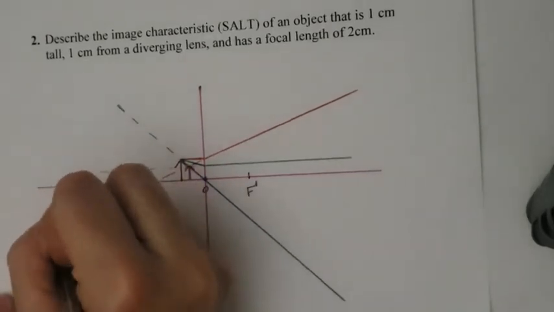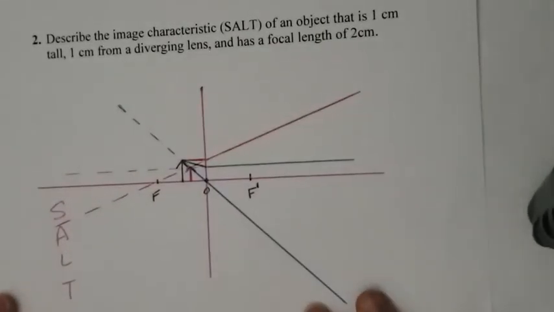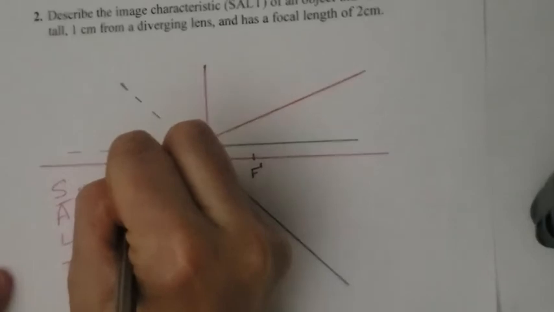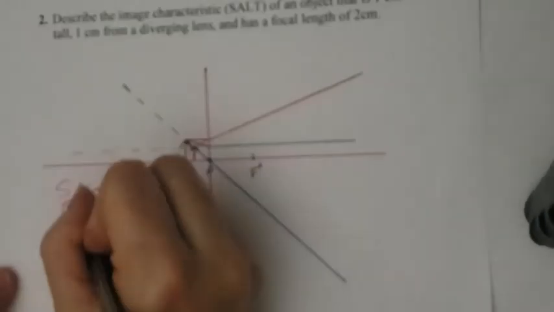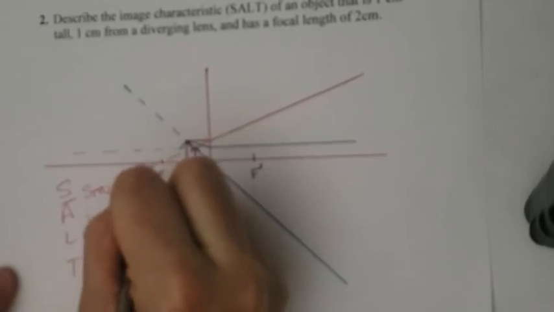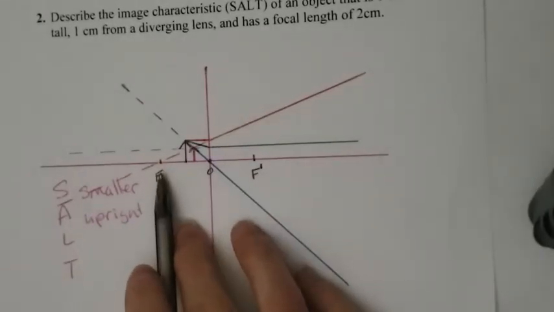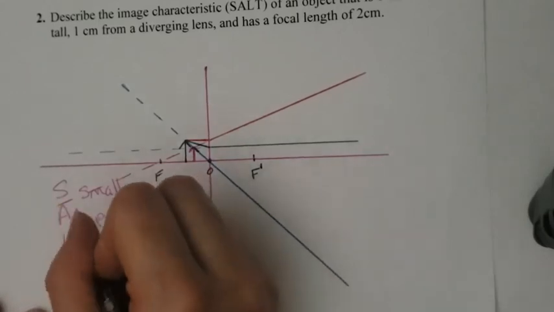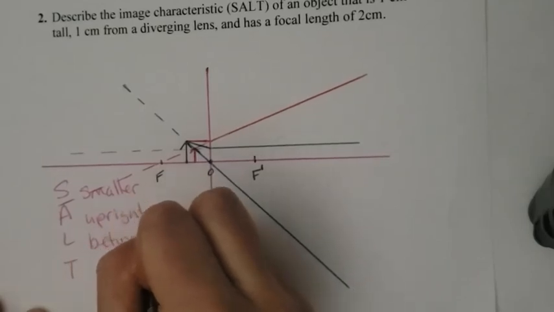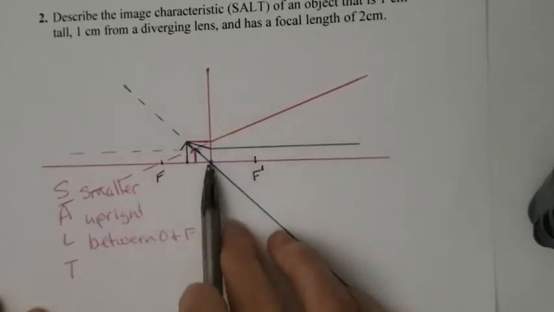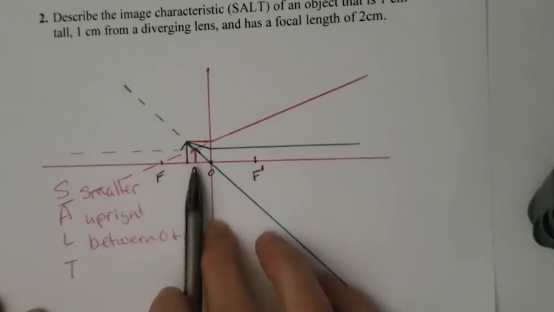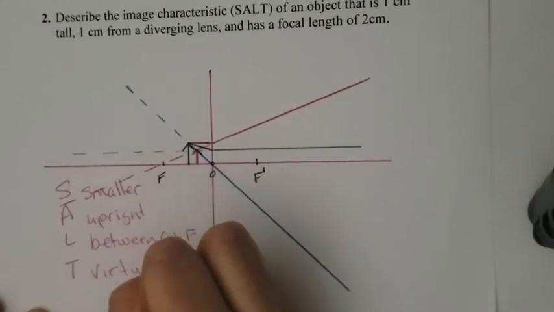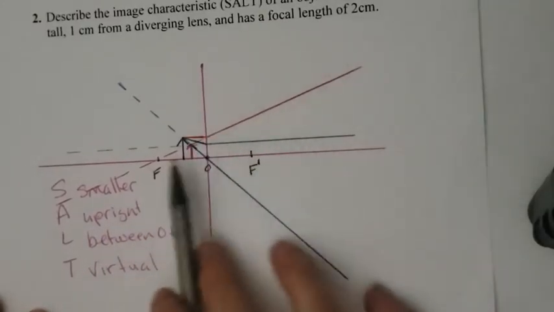So SALT is S-A-L-T. And I see that it is smaller again. It's also upright. Location, it's always going to be on the same side as your object, and it's between the O and the F. And again, it's the dotted lines meeting, so the image is not actually being formed here, so we say it's virtual. Because what's happening in reality is the beams are all being spread out on this side.